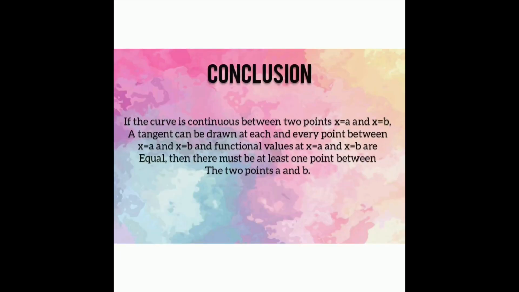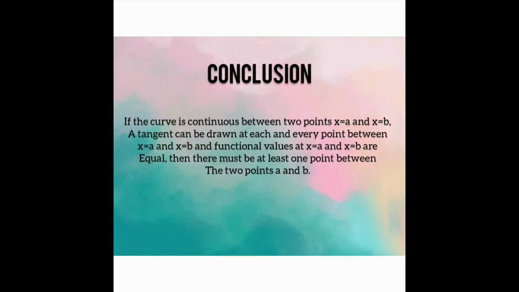The conclusion of Rolle's theorem is that if the curve is continuous between 2 points x equal to a and x equal to b, a tangent can be drawn at each and every point between x equal to a and x equal to b, and functional values at x equal to a and x equal to b are equal. Then there must be at least one point between the 2 points of a and b. In the question, the c are the points that occur between points a and b. That's all from this subtopic.